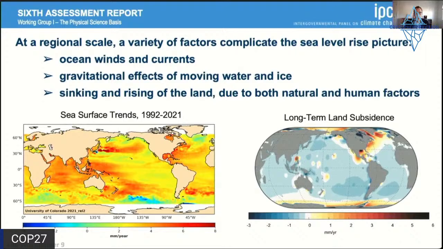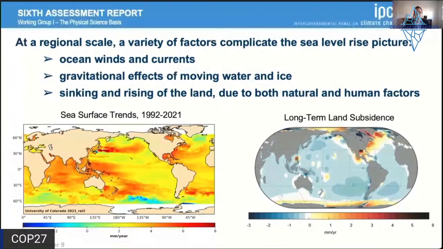And these factors are pictured here in these two maps, which show from satellites the change in the height of the sea surface from 1992 to 2021, and this is primarily showing you the effects of changing ocean winds and currents over this time period, as well as long-term trends in subsidence and sinking of the land. So these areas with these deep red colors are having particularly rapid sinking of the land, which leads to effectively a relative sea level rise in those areas.